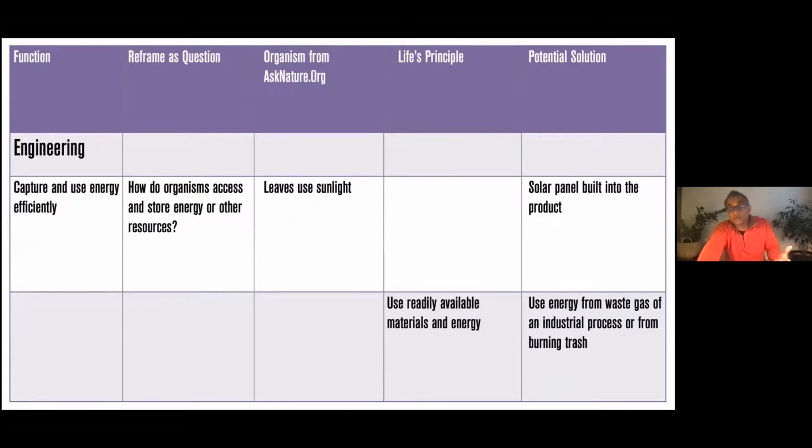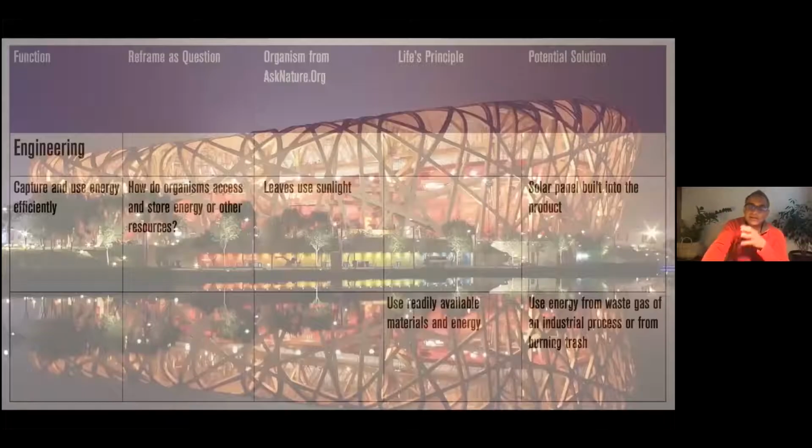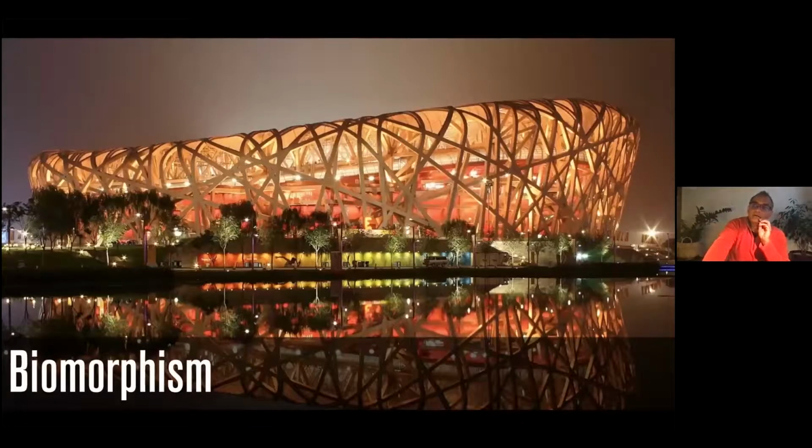You could be an engineer working on energy efficiency, and you want to use efficient energy. Well, you could look at how do organisms access energy. Leaves use sunlight. There's an amazing little factory on every leaf that is able to convert that sunlight into energy for the plant. So you could think of solar panels as an option. So the point here is that every discipline can learn from nature.